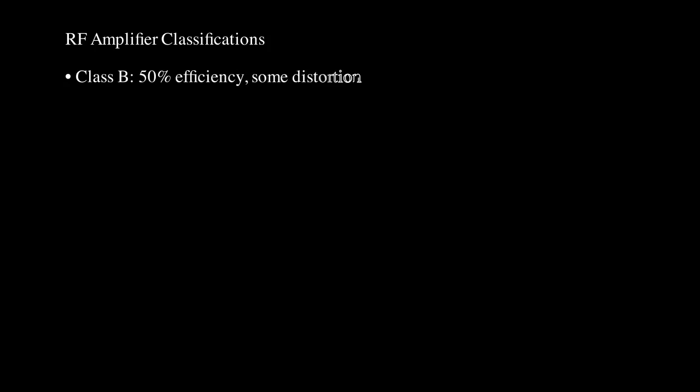Class B amplifiers conduct current for only half the input cycle, improving efficiency to about 78% theoretical maximum. However, they introduce crossover distortion and are rarely used alone in RF applications. Class AB amplifiers conduct for more than half but less than the full cycle, providing a compromise between efficiency and linearity. They're common in linear amplifiers for SSB and AM applications.